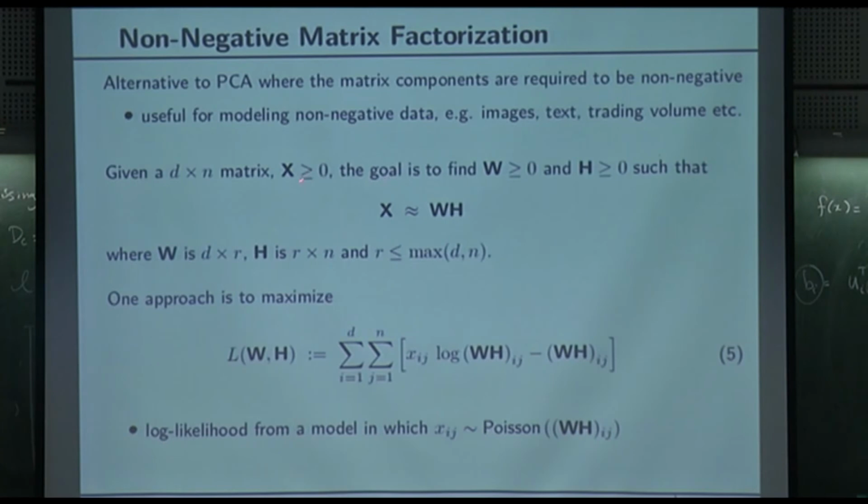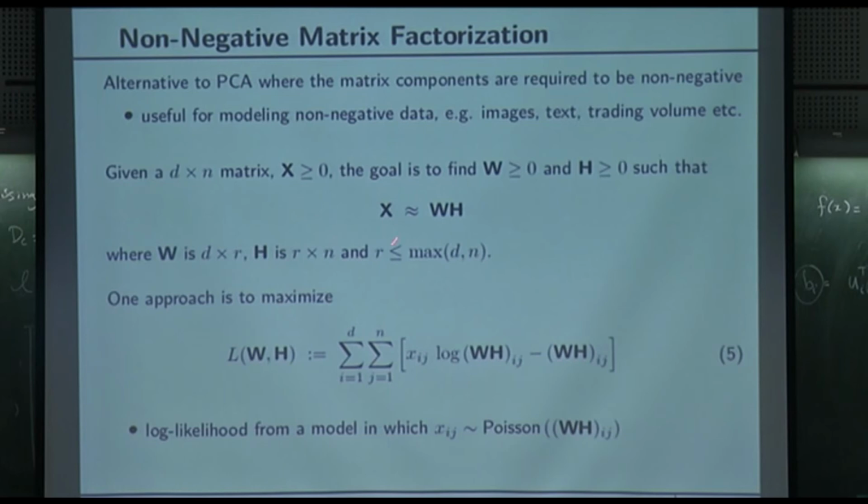Okay, so what we want to do is we want to find a matrix W and a matrix H such that W is greater than or equal to 0, H is greater than or equal to 0. And I want to get an X which is approximately WH. So here's a trick that people had suggested, which is to do the following. One approach to get this approximation is to maximize this L(W,H). And what is this L(W,H)? This is the log likelihood that you're going to get if you think of X_ij, the ijth element of this, as Poisson distributed with mean value given by (WH)_ij.